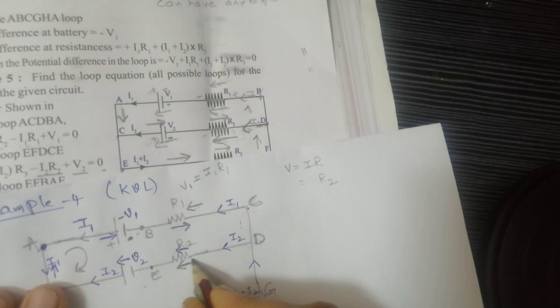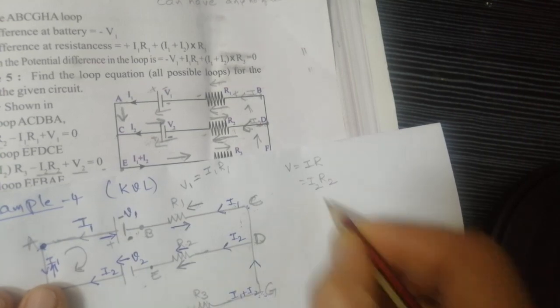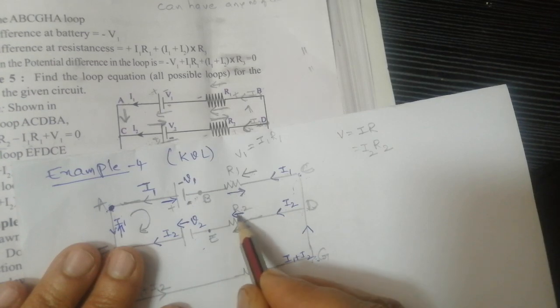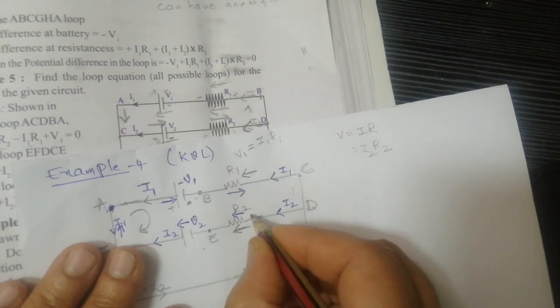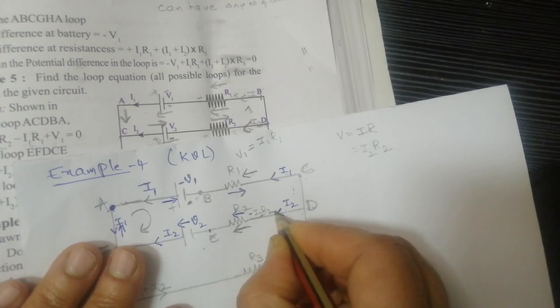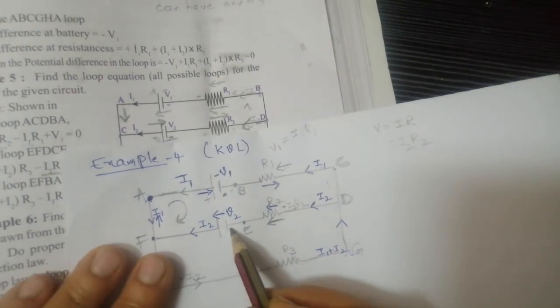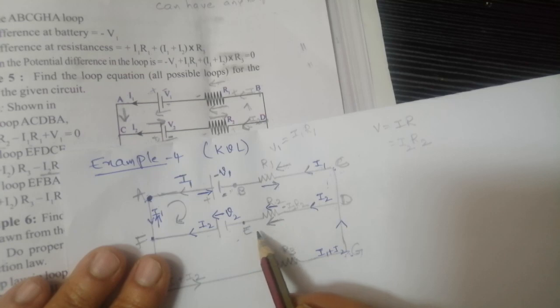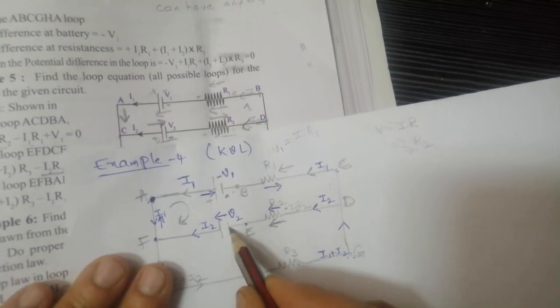What is the current flowing here? I2. So I2 and R2. But as these both are in the same direction, I will write here minus I2 R2. Okay, next I will come to this side. One more electrical component. See how the direction of flow of current is. Here minus is there.